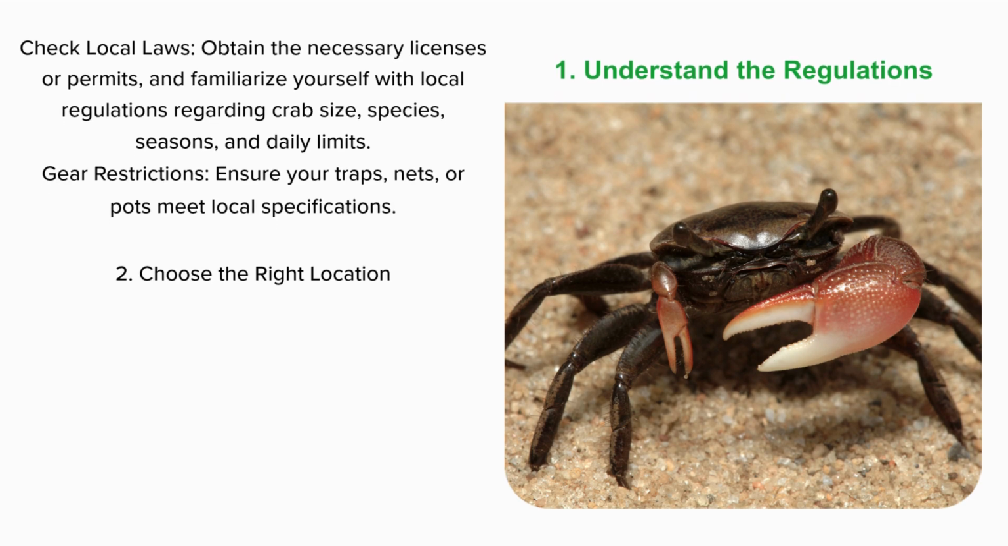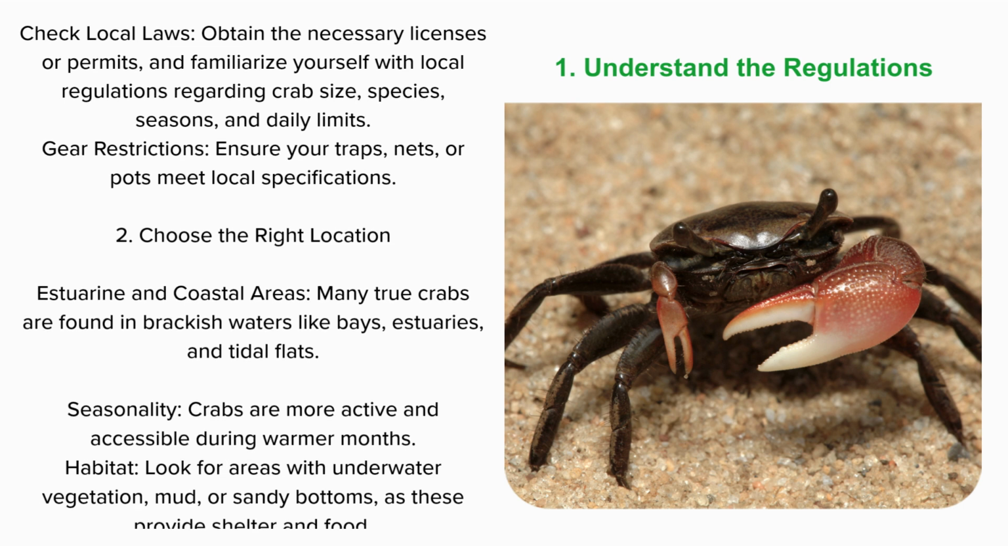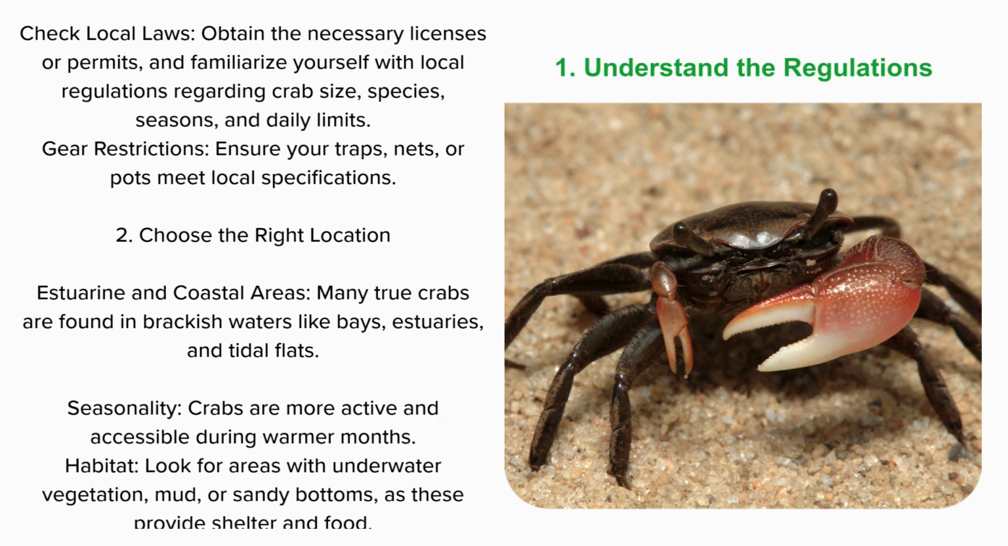One. Understand the regulations. Check local laws. Obtain the necessary licenses or permits, and familiarize yourself with local regulations regarding crab size, species, seasons, and daily limits. Gear restrictions. Ensure your traps, nets, or pots meet local specifications.